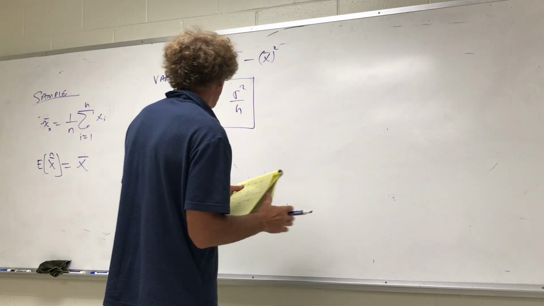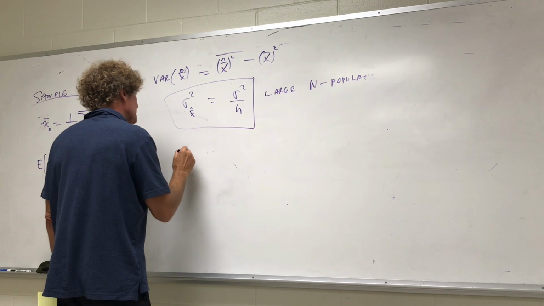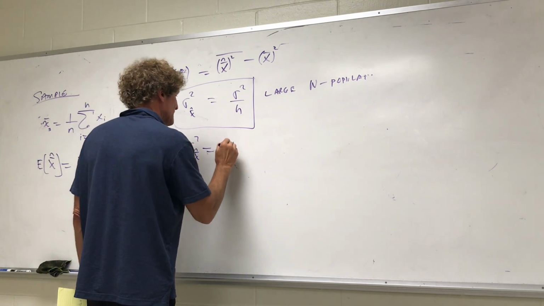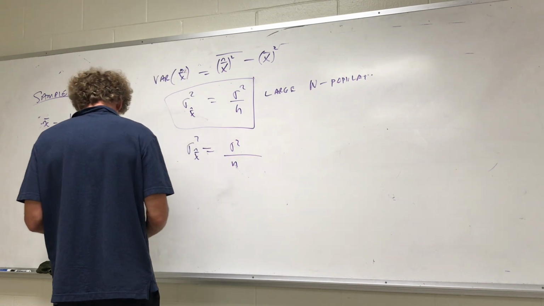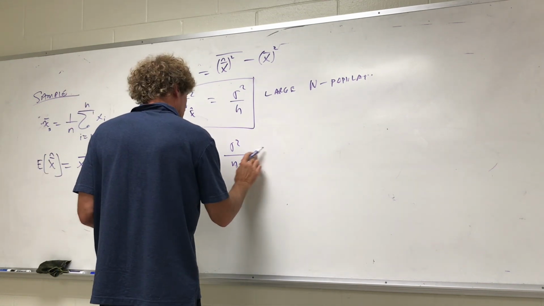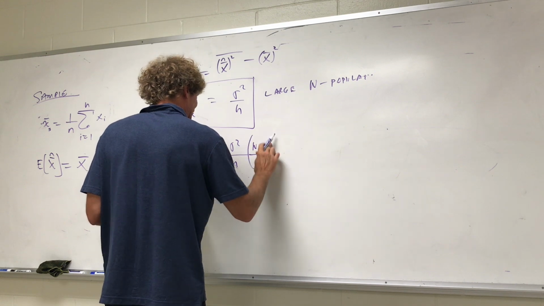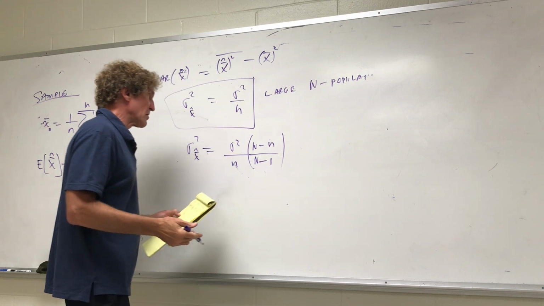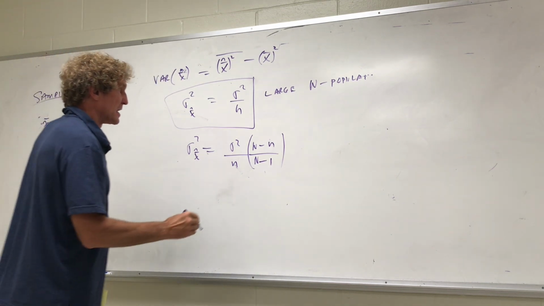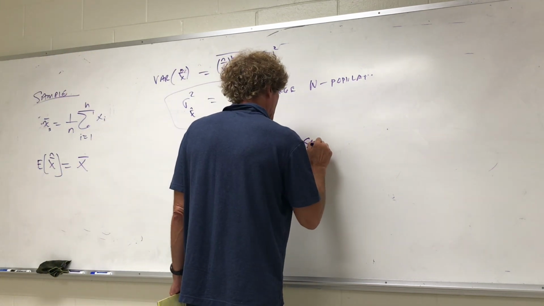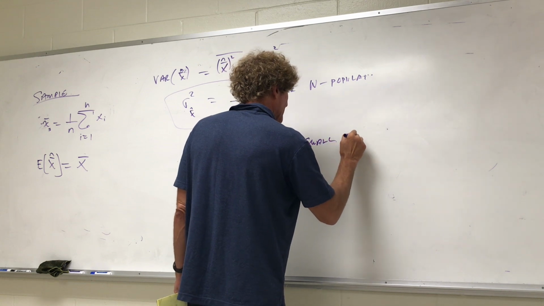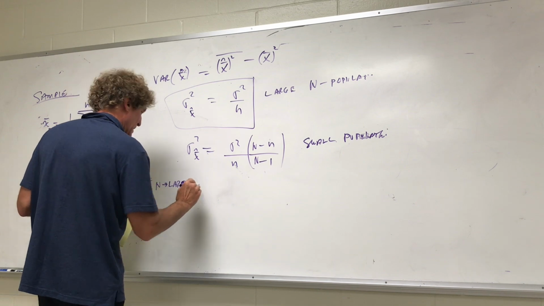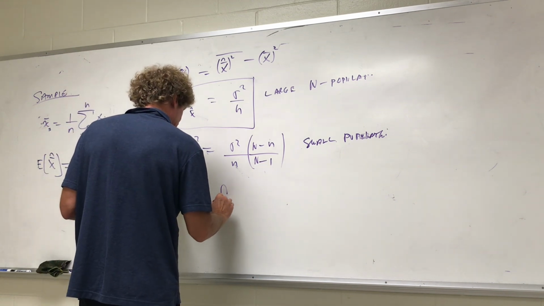This is for a large number, and then sigma of x bar hat squared is equal to sigma squared over n, multiplied by the quantity capital N minus n over capital N minus 1, my bad. And as n gets large, these two become the same. And this is for a small population. N large. Then we can say the actual density function.